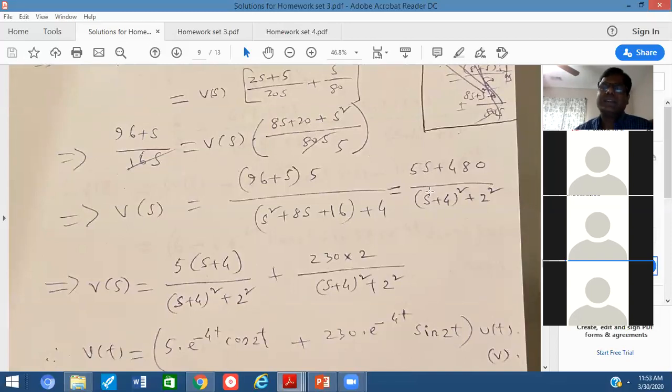So you see from here how I'm decomposing this one. I made 5 into S plus 4 because in the denominator, this one becomes S plus 4 squared plus 2 squared. So 5 into S plus 4. Because there are 20 here, but it was 480, therefore I made 460. So this 460 plus 20 makes me 480. Some of you have got like 240 here or 250 here. I don't know. Other things are fine.